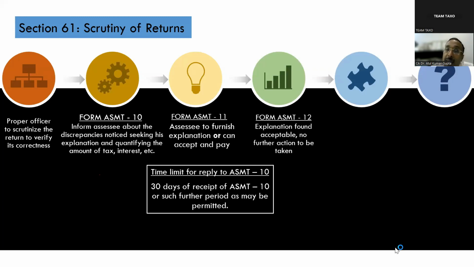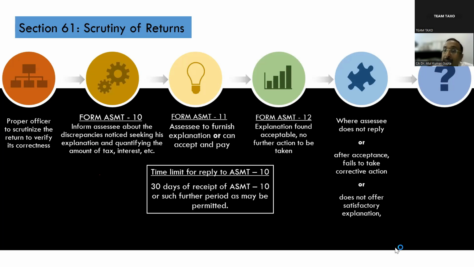But my dear friend, in case the department feels that there is a demand, or the assessee is not accepting, either the assessee has not replied at all, or the assessee accepted that there is a demand but is not taking the corrective action, meaning he is not paying the tax to the government exchequer, or the reply submitted is not satisfactory. So either he has not replied, or even if he has replied it is not satisfactory, or even if he accepts that there is a demand, he has not taken the corrective action. In those scenarios, the department will issue proceedings under sections 65, 66, 67, 73 and 74.